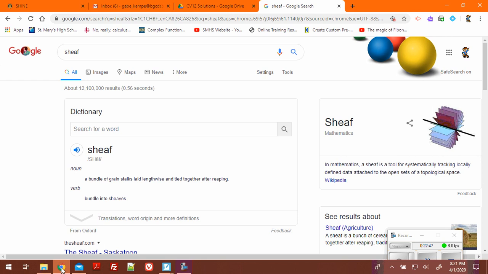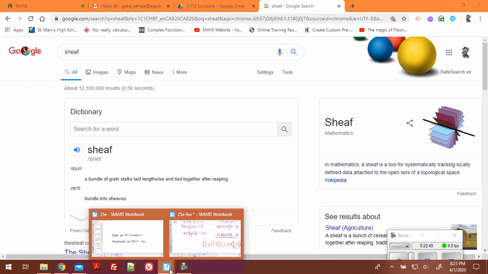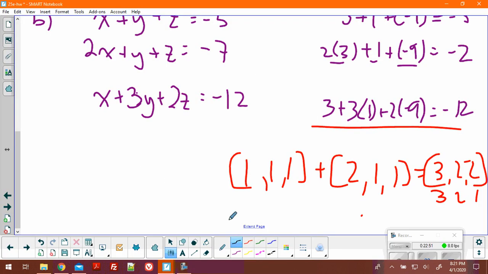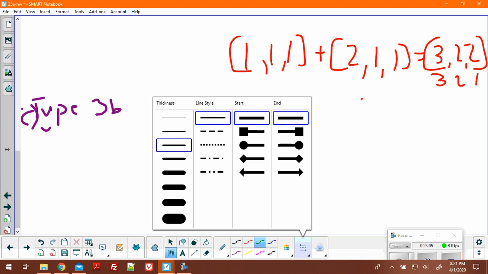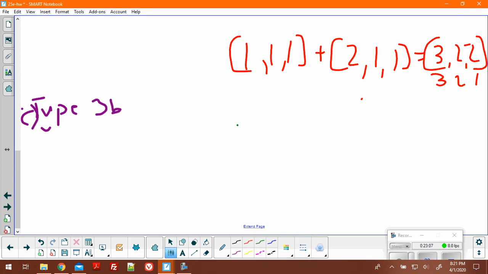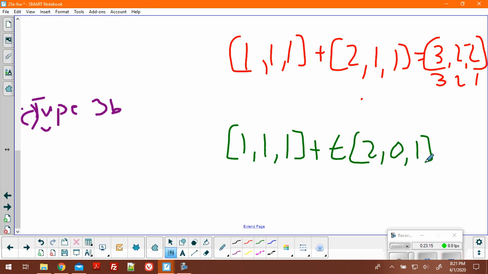So we're really trying to build a type 3 system here, or type 3b. For C, how would I do that? Well, I would start by making up the equation of a line. Let's do something simple: 1, 1, 1 plus t times 2, 0, 1.